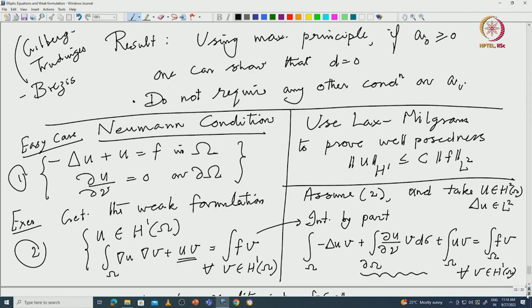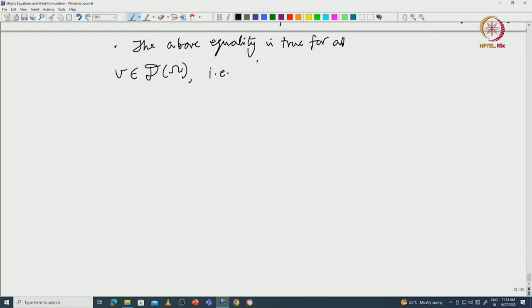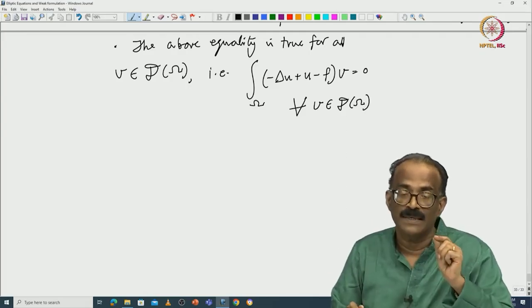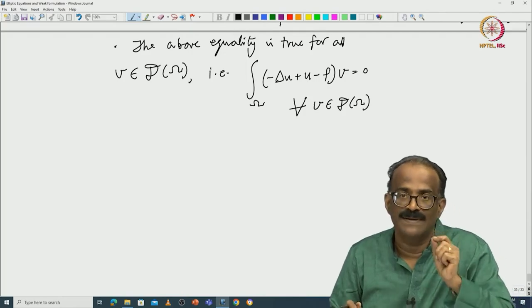That means you get that. So that is the integral of minus Laplacian of u plus u minus f, times v, over Ω, only now not for all v in H1(Ω), but for all v in D(Ω). So these are the small subtleties when you work with weak formulation. So be very careful with the subtleties.